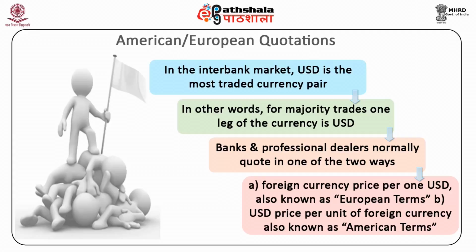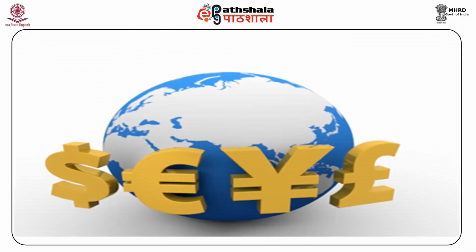Most of the interbank quotations are in European terms except four currencies. For the Australian dollar, New Zealand dollar, euro, and pound sterling, interbank transactions are in the form of American terms. Most banks quote the price of USD per 1 unit of pound sterling, or USD per unit of euro, Australian dollar or New Zealand dollar. Third one is price or volume quotation.